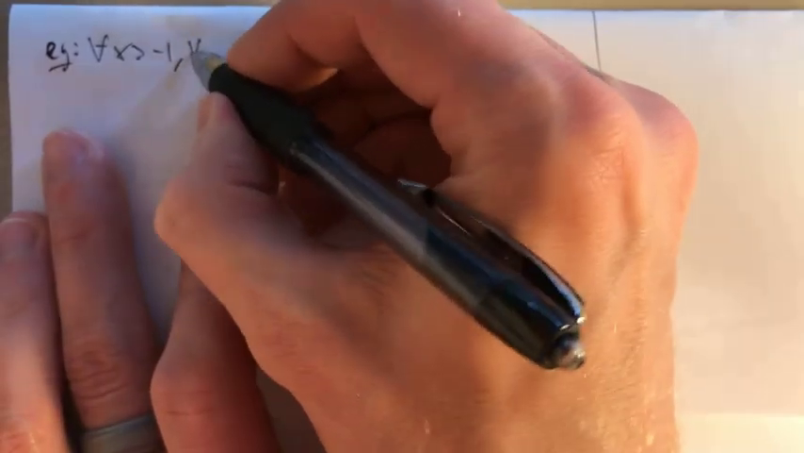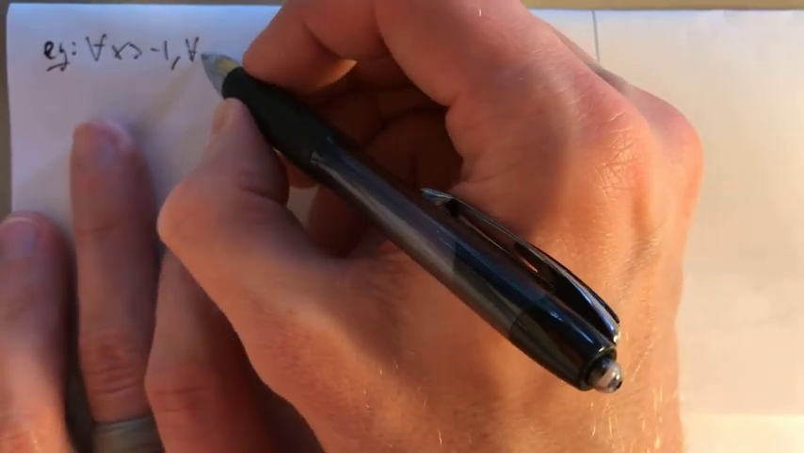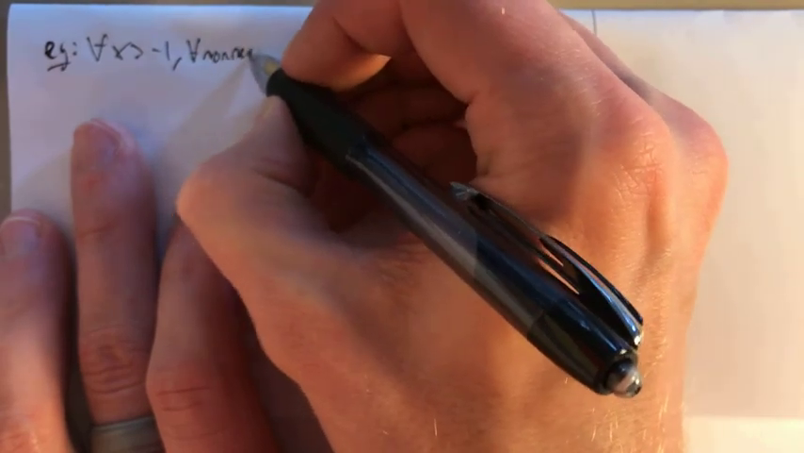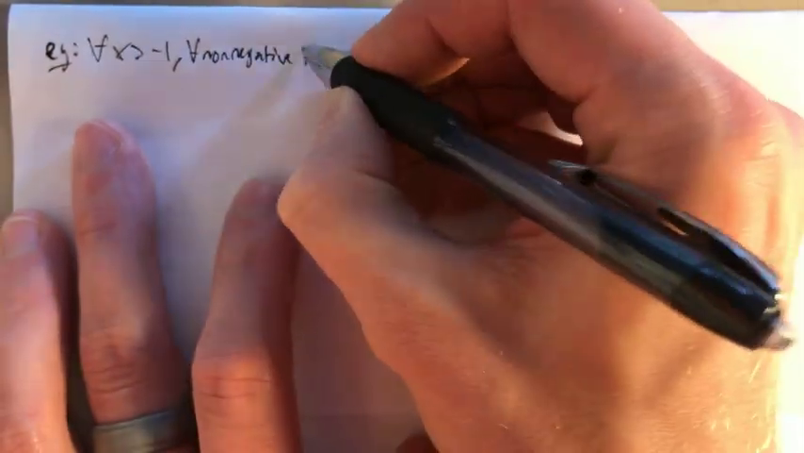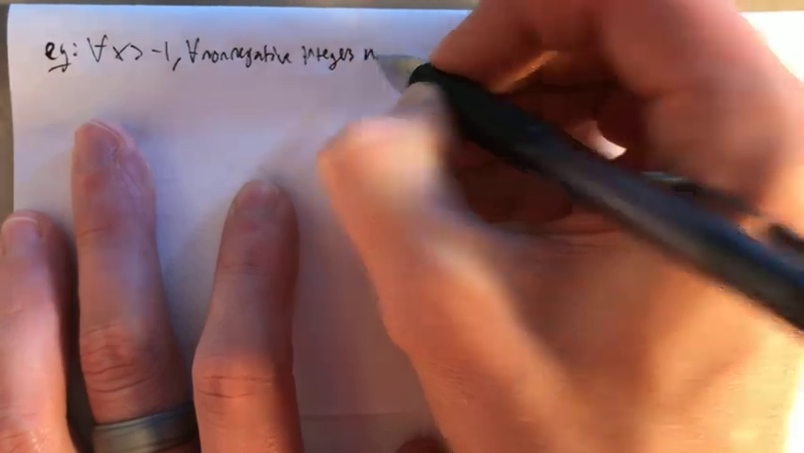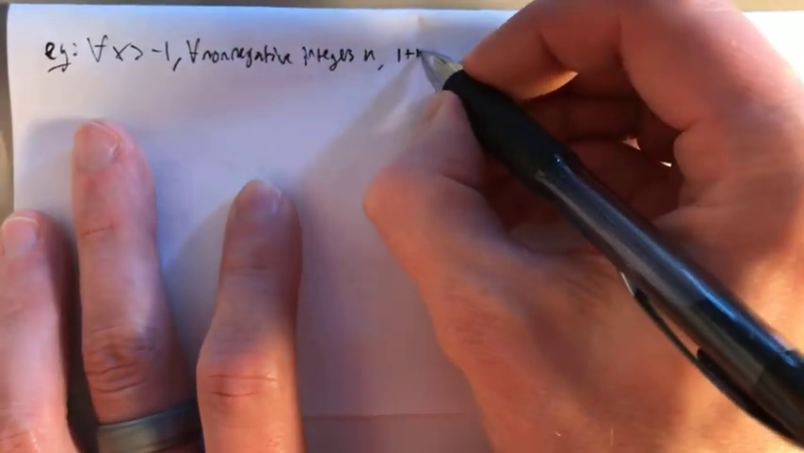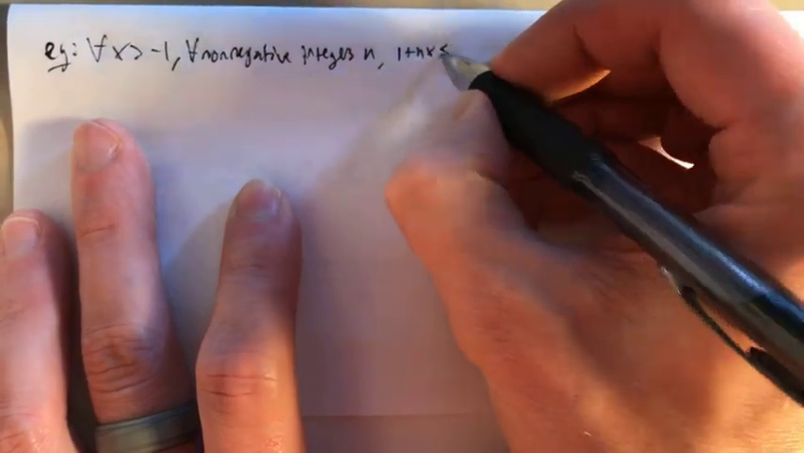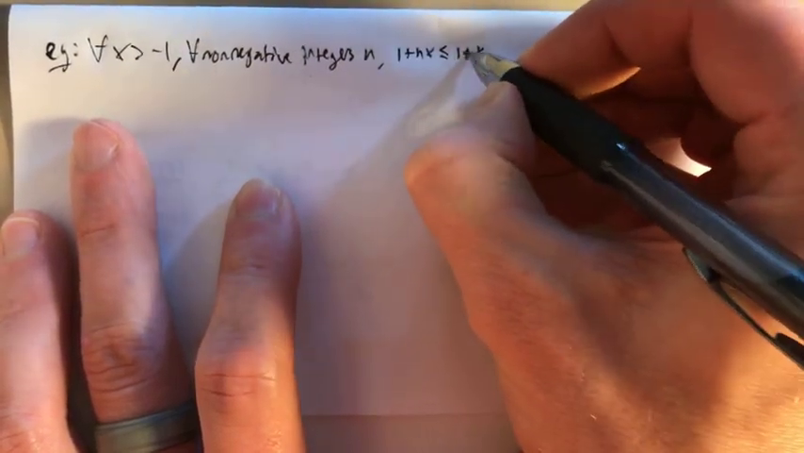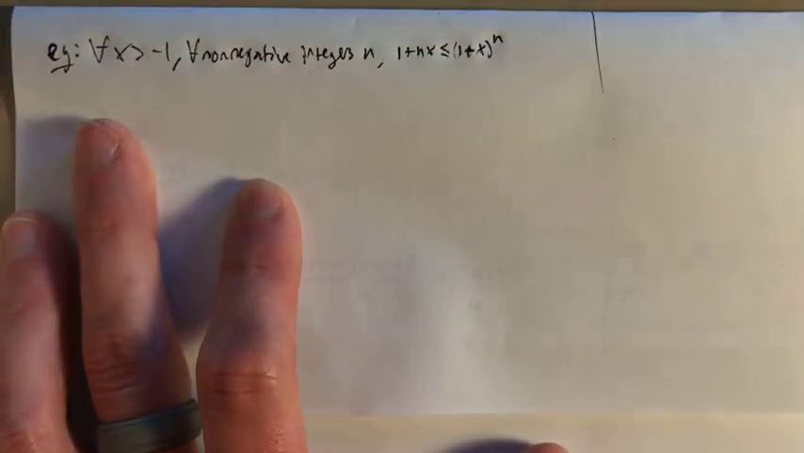One final induction example. Let's show that for all real numbers x bigger than negative 1, and for all non-negative integers n, we have the following: 1 plus nx is less than or equal to 1 plus x all raised to the power n.